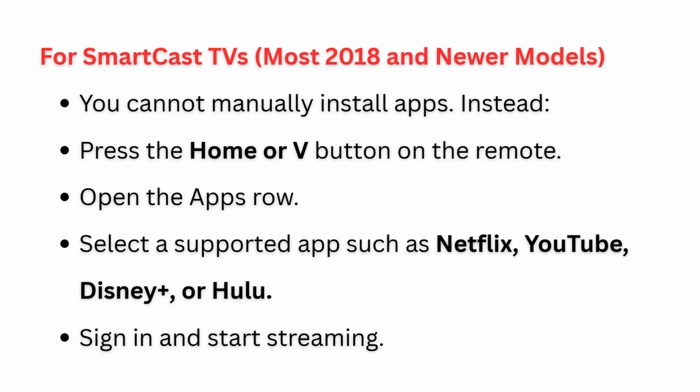For SmartCast TVs, mostly 2018 and newer models, you cannot manually install apps. Instead, you need to press the Home or V button on the remote, open the Apps row, select a supported app such as Netflix, YouTube, Disney Plus, or Hulu, sign in and start streaming.